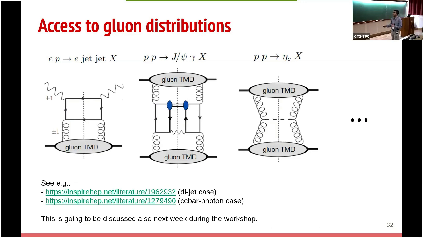So these are some of the processes that are sensitive to gluon TMDs. You have to look at things like scattering of an electron off a proton, where you produce 2 jets in the final state, or a J/psi and a photon, or a pseudoscalar state like an eta_c or a Higgs boson. But this is also going to be discussed next week, I think, because some of the experts working on these processes are going to be here next week.